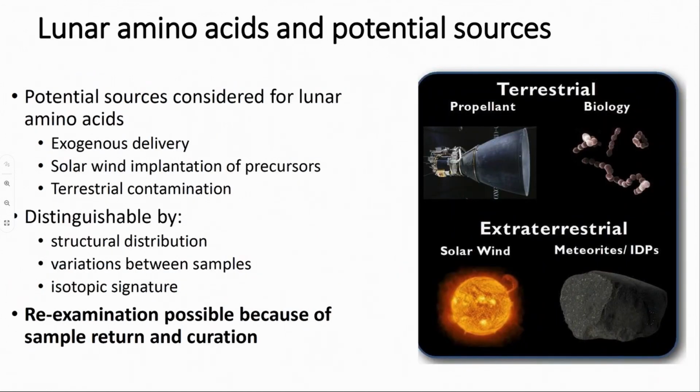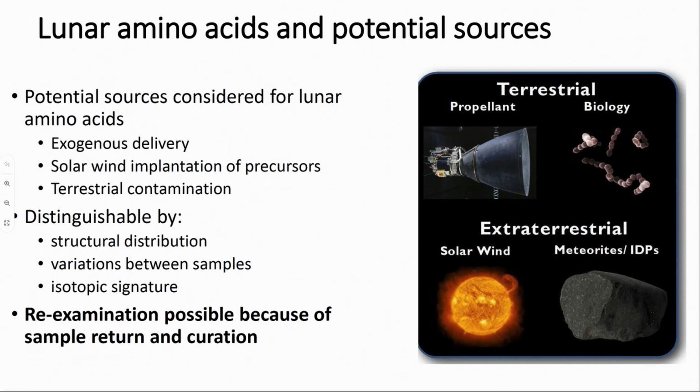So the lunar amino acids were detected at the time, and there was a very lively debate in the literature in the 70s about the sources of the detected amino acids. There was consideration of exogenous delivery, infall of meteorites or interplanetary dust particles to the lunar surface, as well as implantation of precursors by the solar wind. And then there was also the possibility that the compounds that were detected were just terrestrial contamination, either from exhaust from the lunar module propellant or biology, simply because humans were involved in the collecting and processing and curation of the samples.